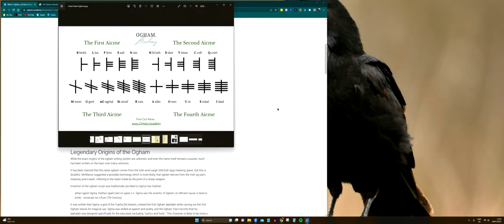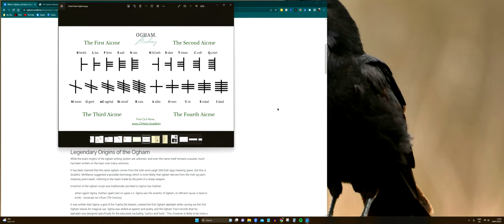We're going to look at the legendary origins of the Ogham. If we don't know for sure from an archaeological perspective, what are the legends and stories that are told about the origins of the Ogham? While the exact origins of the Ogham writing system are unknown, and even the name itself remains a puzzle, much has been written on the topic over many centuries.